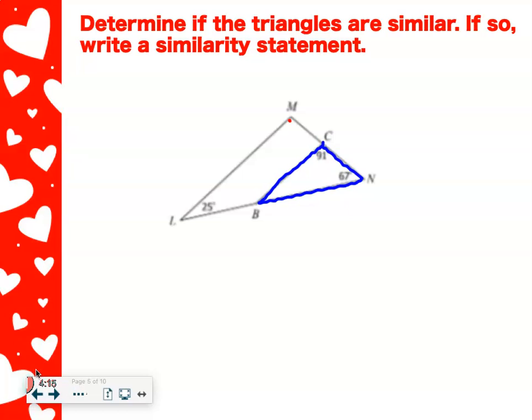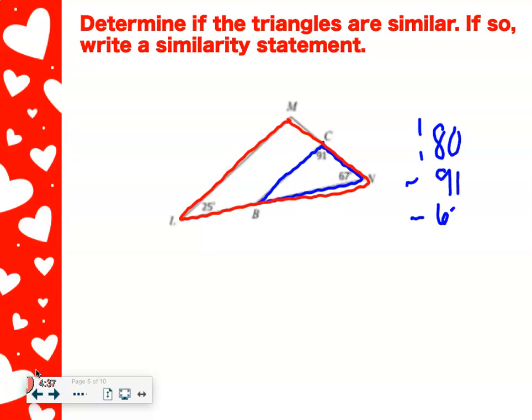Thanks, everyone. Do you guys see our two triangles here? See how the smaller one's embedded in the big one? So let's first find this missing angle in the blue triangle. So subtract from 180. What do we get? 22.